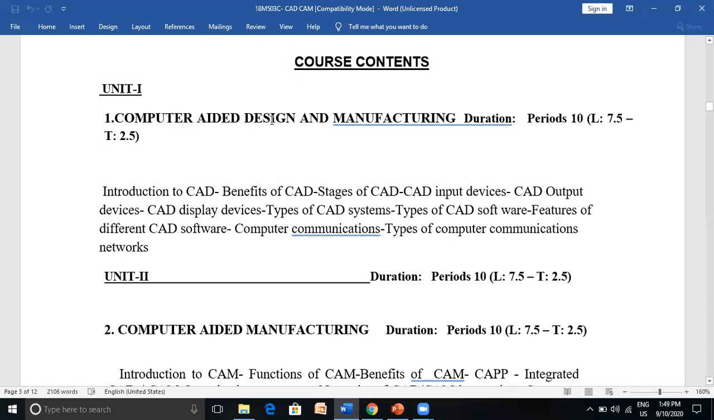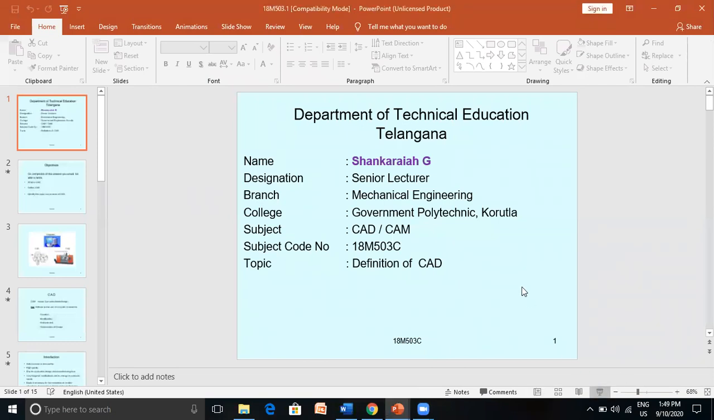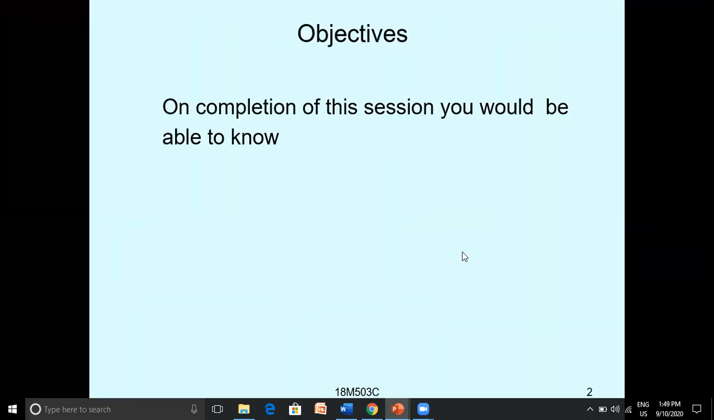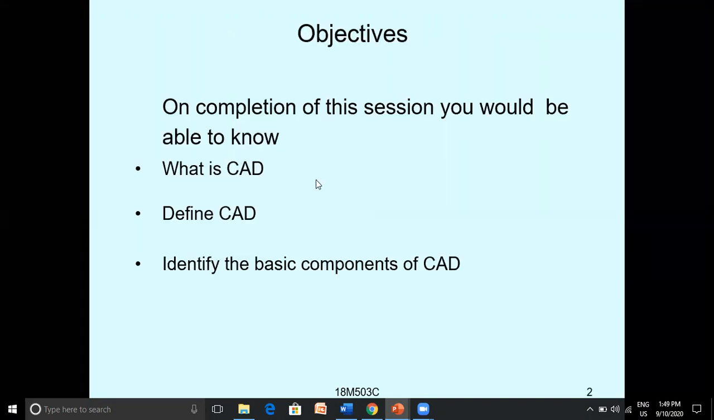These things we are going to discuss in the first unit, and in today's session we are going to discuss the basic concepts of CAD. Here we are going to discuss the definition of CAD and the components of a CAD. On the completion of this session, we are going to learn what CAD is, what the definition of CAD is, and what the basic components of a CAD system are.